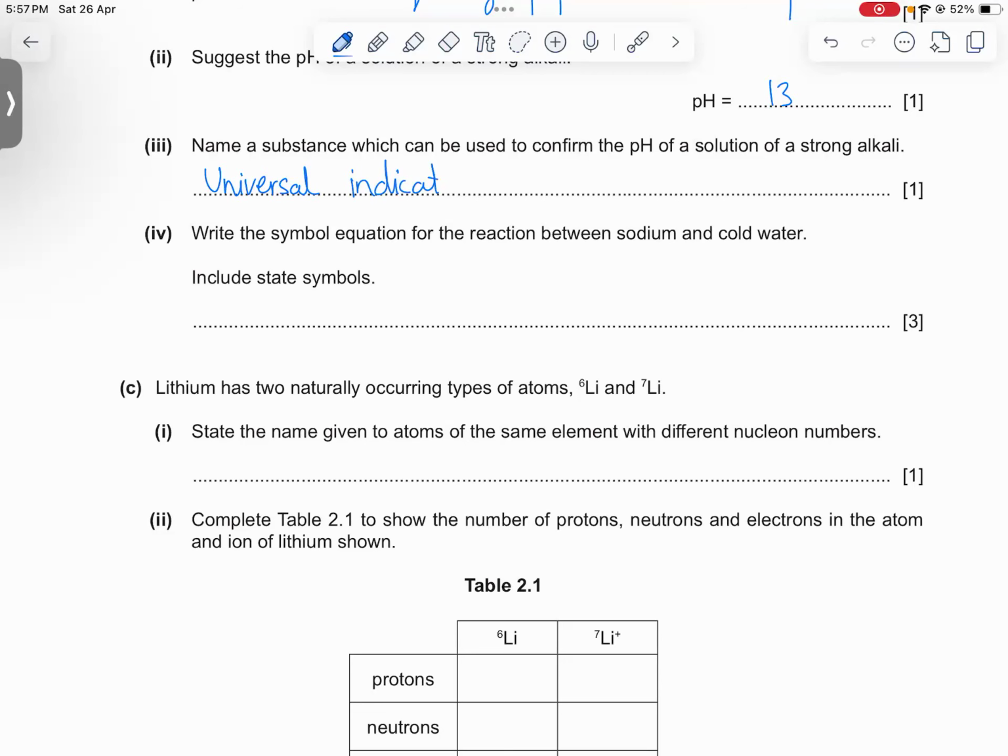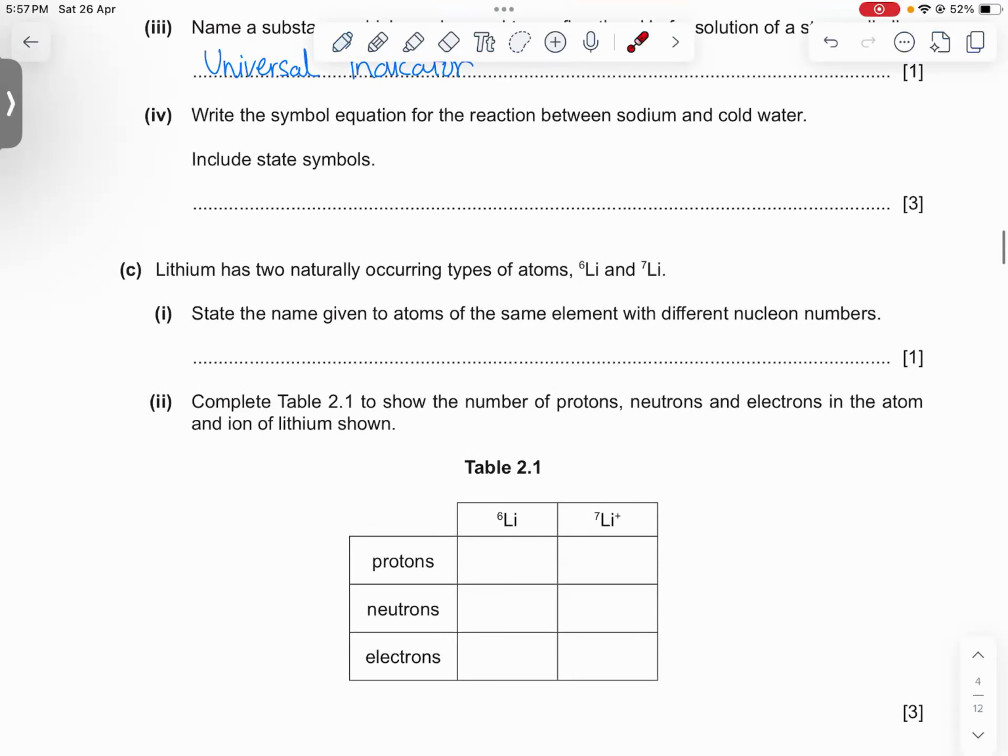All right. These are things you have to keep in mind. Next question. Write the symbol equation for the reaction between sodium and cold water. Include state symbols. So sodium or any group 1 metal is called an alkali metal because by definition they react with water and they produce alkaline hydroxides. Meaning this will produce sodium hydroxide and hydrogen gas, right?